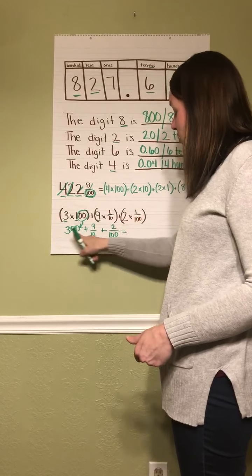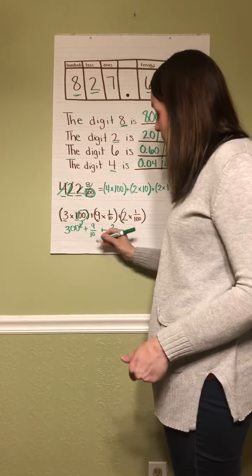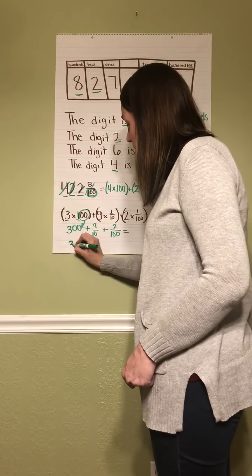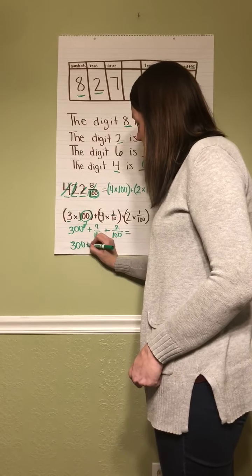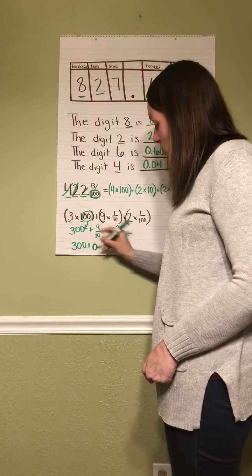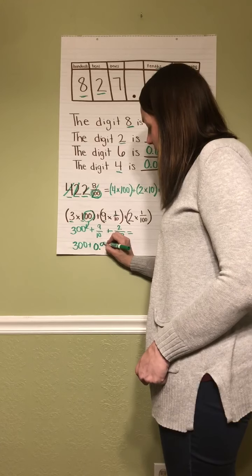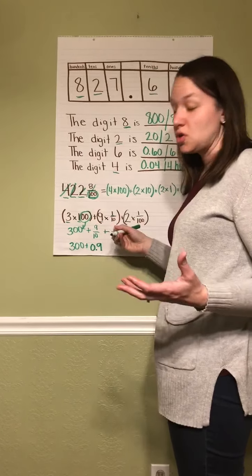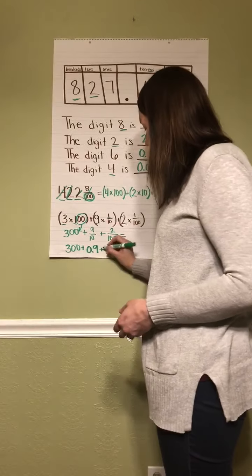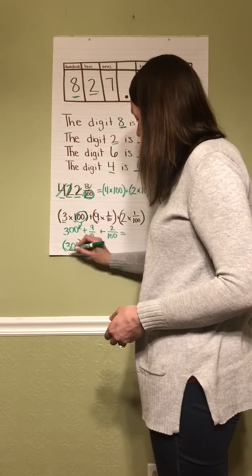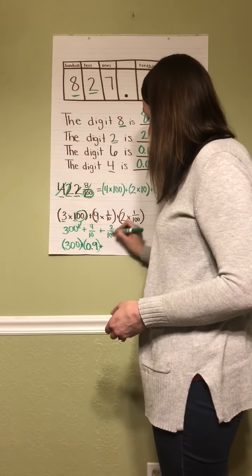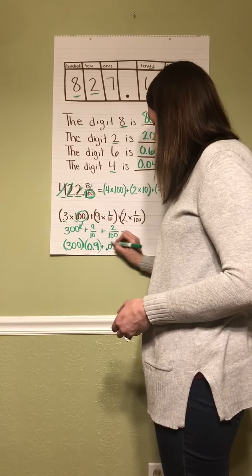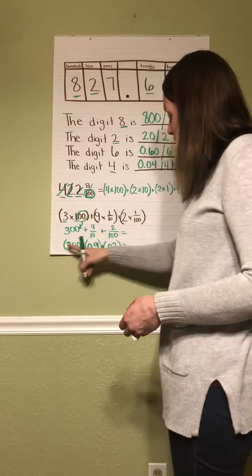So if I was going to add this up, this fraction, if it's 9/10, really is going to be 0, because there's no whole number, 0.9. Here, this is also a fraction, so there's no whole number. So if I was going to write this number, I'll put these in parentheses: 300 plus 9/10 plus 2/100, which will be 0.02. Then I would add them up.